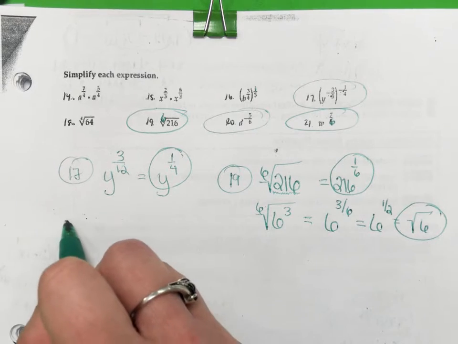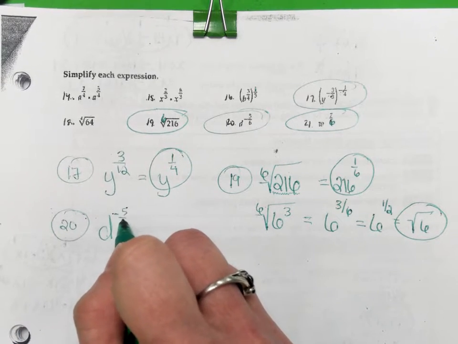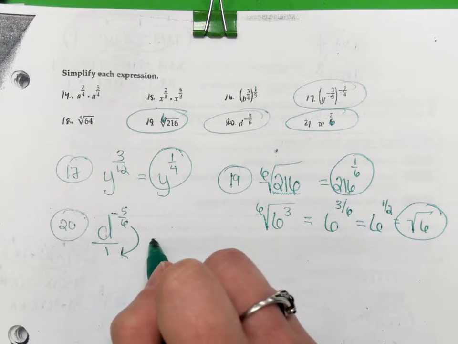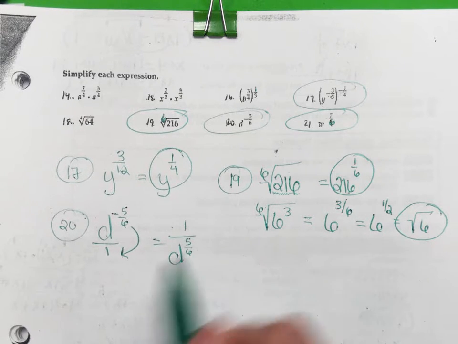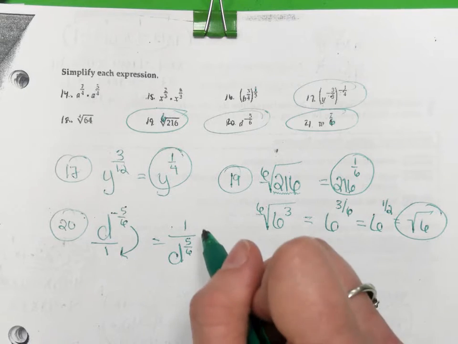Number 20, you have a negative exponent. So to make that positive, he needs to go on the bottom. So this will be 1 over d to the positive 5/6. How many 5/6 do I currently have? I currently have 1. Wait. I have 5/6, right? How many more do I need to make 6 wholes? There you go. I need 1 more.